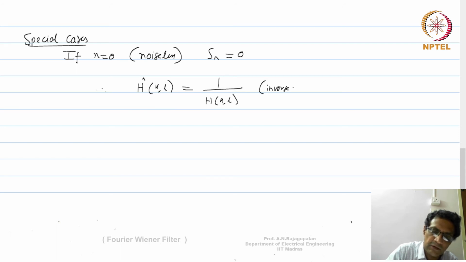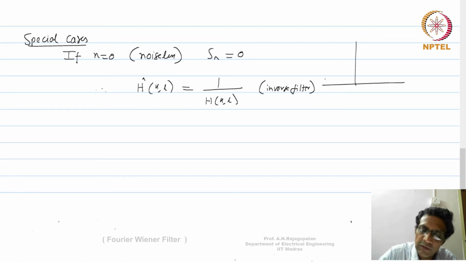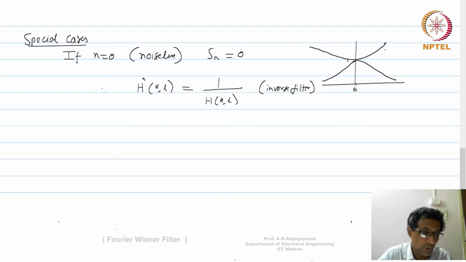As you can see, because it sees that you have no noise, it is willing to do, for example, in this case you've got just blur and there is no noise, and this value we know is 1 for the forward blurring operator. Therefore, it says I'll go ahead and deblur just as an inverse filter would do. That is the way it will work in the special case of n equal to 0.